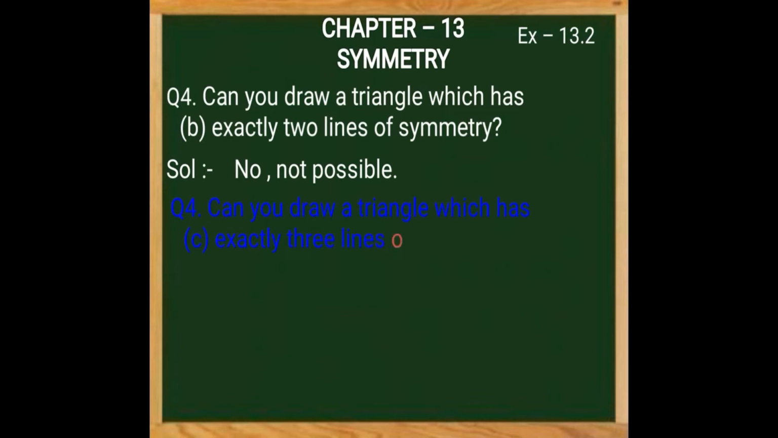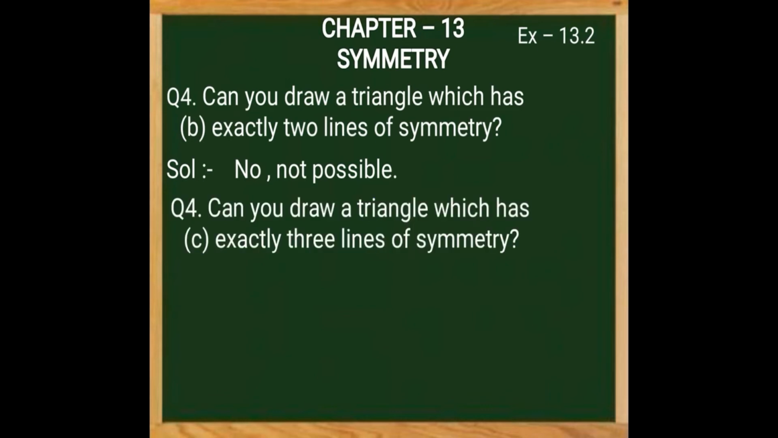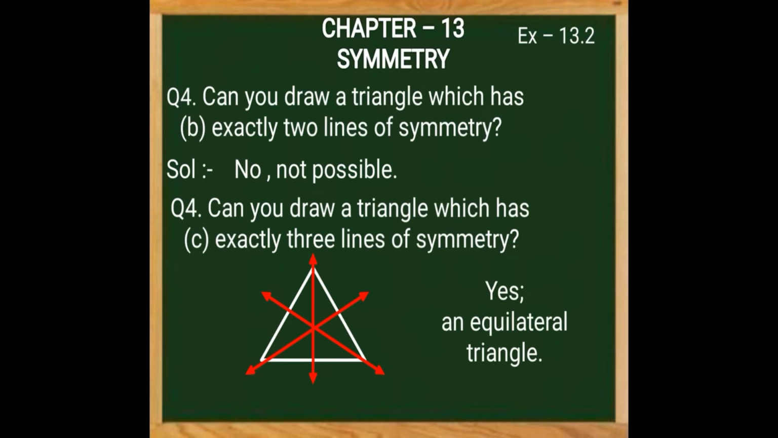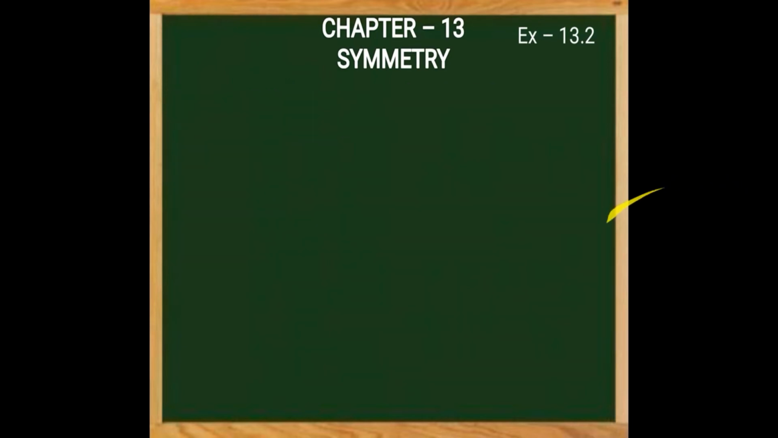Let's go with the other part, C part. Can you draw a triangle which has exactly three lines of symmetry? And now you tell me what strikes you when you talk about three lines of symmetry. Three lines of symmetry come in a regular triangle, and a regular triangle is no other than an equilateral triangle. So let's draw an equilateral triangle. This is an equilateral triangle. And then here come the lines of symmetry. Right? So we'll say yes, an equilateral triangle is the answer to that question. That can be done. Next question, the next part.